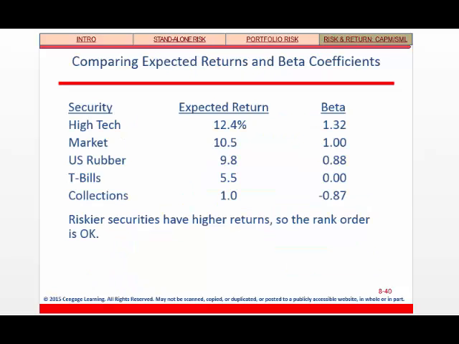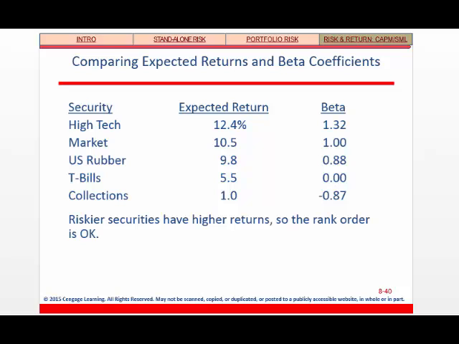So if we compare expected returns and beta coefficients, what you'll see here is that riskier securities in general have higher returns. So from this perspective, the order makes a lot more sense than it did when we were just looking at standard deviation. And notice collections even has a negative beta, which like we said is rare, but you can sometimes use that to your advantage.